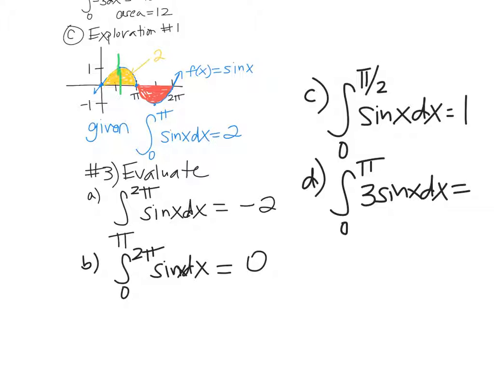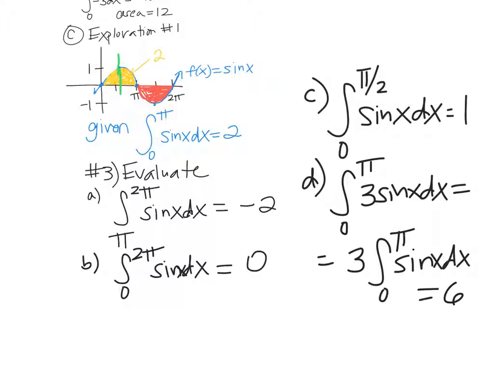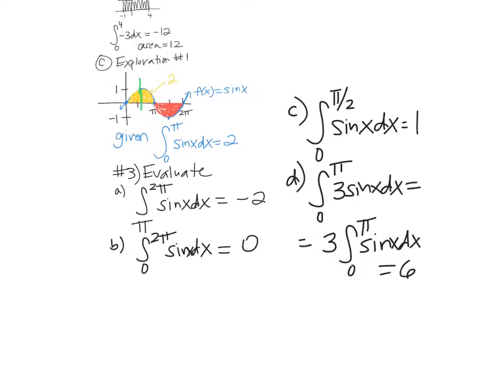That's not hard. What you can do here is you can take any constant out like this. We learned that. 3 times 2, and you get 6. Good. All right, you want a hard one?